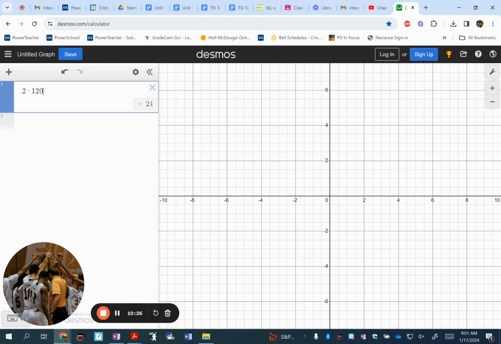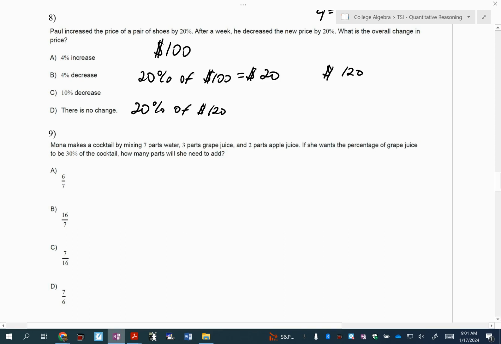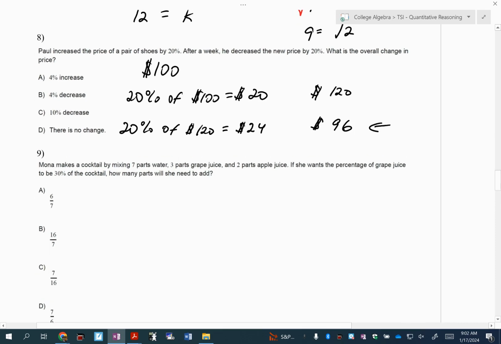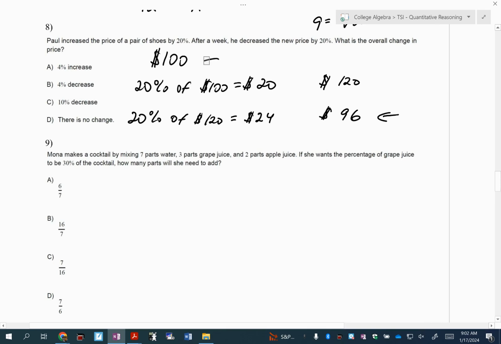120 if you want. Or what I do is, what's 10% of $120? That's $12. If you multiply $12 times 2, that gives you $24. So if I reduce 120 minus 24, I'm left with 96. So now the price of the shoe is $96. What is the overall change? Well, it started at $100 and we've gone down to $96.